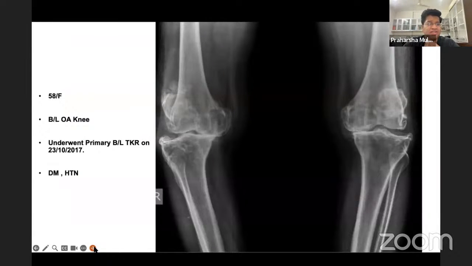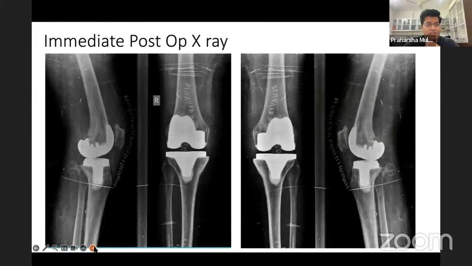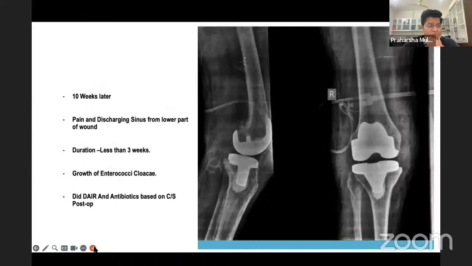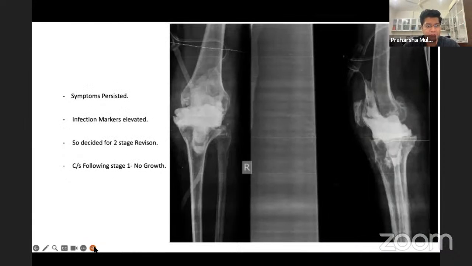So this is one of our cases. We had a case where we had bilateral OA. Patient underwent bilateral total knee arthroplasty, and 10 weeks later, she landed up with the infection on one side with a discharging sinus exactly from that area of the tibial tuberosity, which is a very common location for a sinus to develop, right? So we've gone for a stage one procedure.